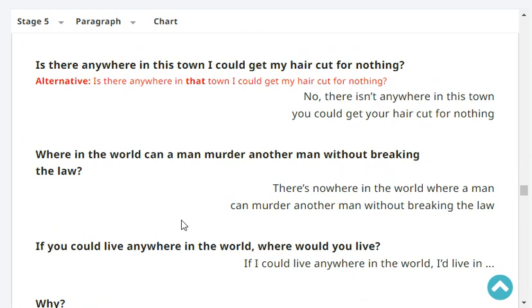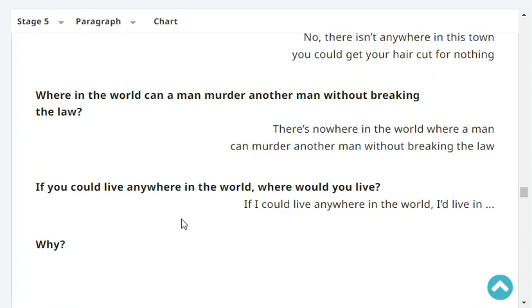Where in the world can a man murder another man without breaking the law? There's nowhere in the world where a man can murder another man without breaking the law.